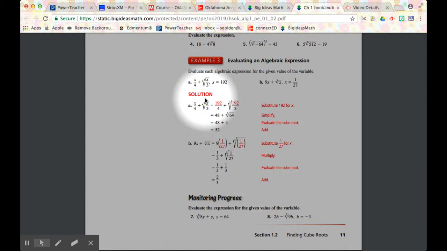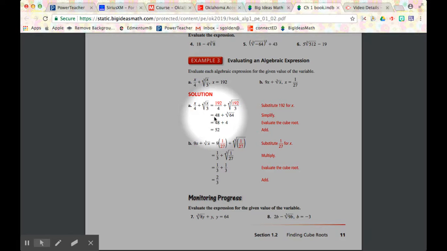Okay, A is a perfect example of that because if we look at it being worked out, the first thing we always have to do on these is rewrite it. So I plug 192 in for x. So I have 192 over 4 plus the cube root of 192 over 3. Well, when a number is over something, that actually means divide. So 192 divided by 4 comes out to 48, a nice number. Plus, if we go ahead and divide this, 192 divided by 3 actually equals 64.